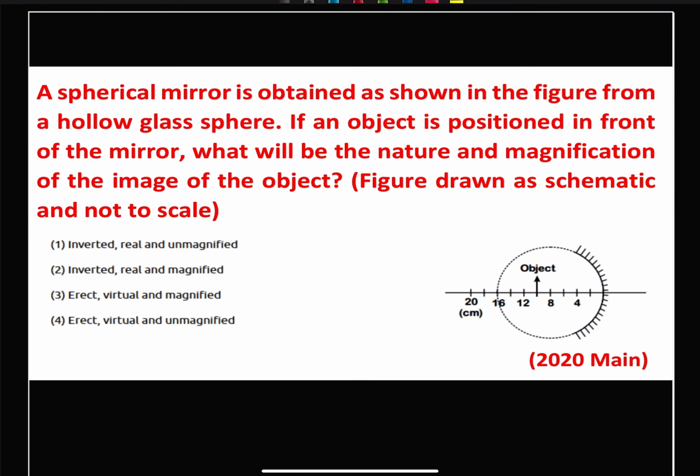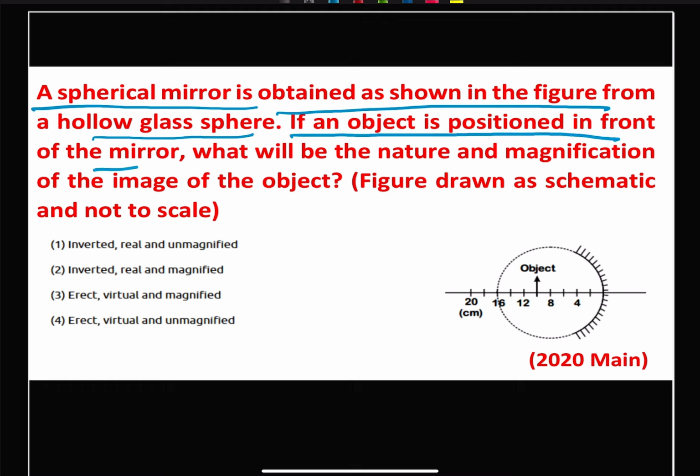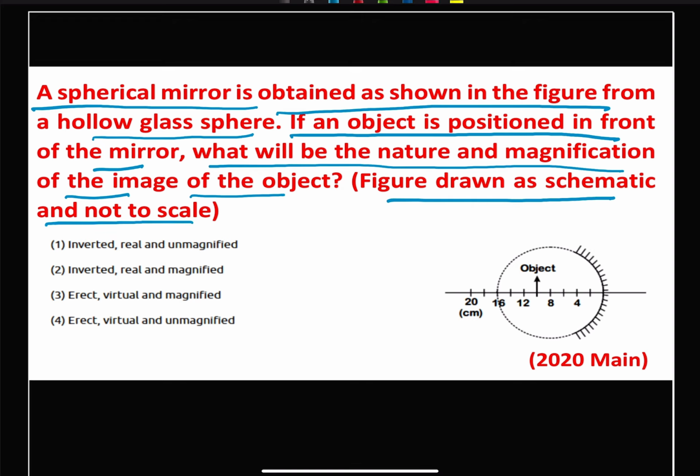and it states that a spherical mirror is obtained as shown in the figure from a hollow glass sphere. If an object is positioned in front of the mirror, what will be the nature and the magnification of the image of the object? Figure drawn as schematic and not to the scale. So we are given a spherical mirror, and it is having an object placed somewhere here, and we have to find out what will be the nature and the magnification of the image.